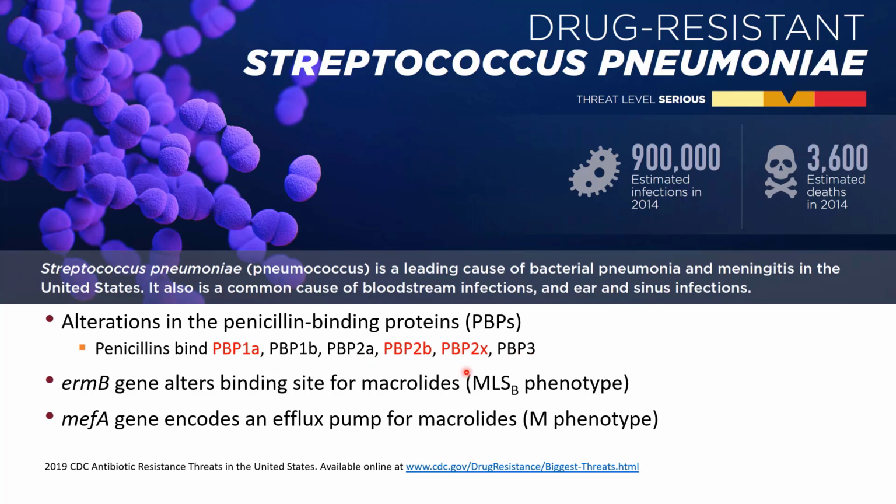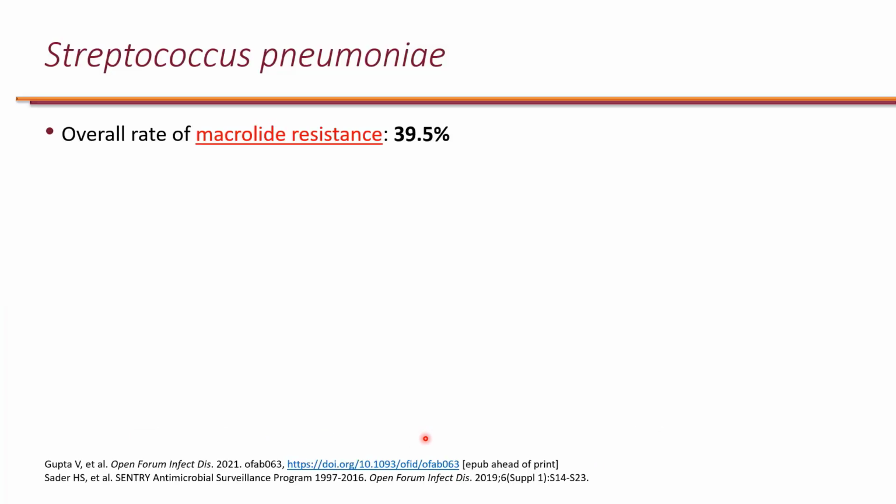Strep pneumo can also acquire the ERMB gene, which alters the binding site for macrolides, as well as it can acquire the MEF-A gene, which encodes an efflux pump for macrolides. Now, let's take a look at the rate of resistance in Streptococcus pneumoniae. The overall rate of macrolide resistance is almost 40%, and the rate is actually higher in the ambulatory care compared to the inpatient setting.